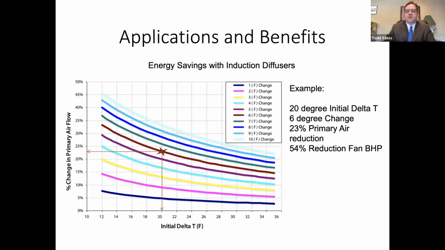So that 23% reduction in primary air is about a 54% reduction in fan brake horsepower. So there's savings in operating costs, and there's also upfront savings because you're using smaller air handlers. We realize that savings may come with a cost, and we're not espousing these as the answer to every problem, but it is what the designer chose in this case to deal with the limited ceiling space they had.